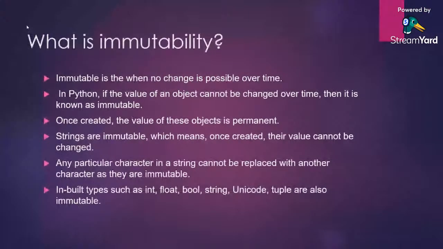What is immutability? Immutability is the situation when no change is possible over time. In Python, if the value of an object is created, then it cannot be changed over time. Then it is known as immutable. Once created, the value of these objects is permanent. The strings are immutable, which means once created, the value cannot be changed.